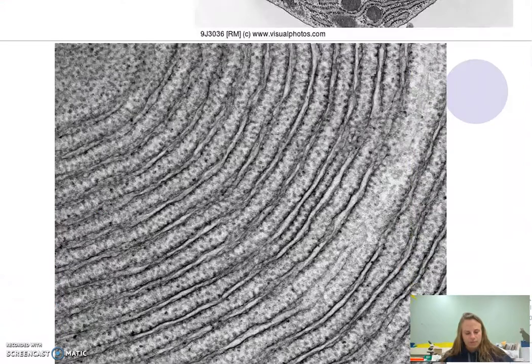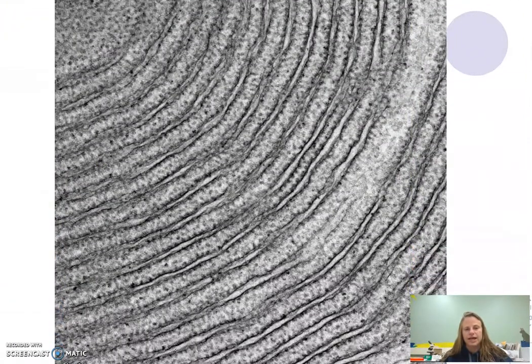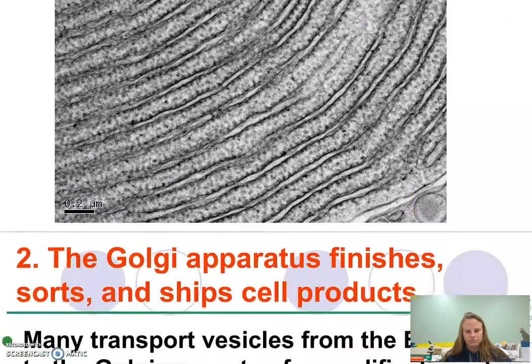Here is an enhanced image. It's focused specifically on the rough ER. It's got a higher magnification.